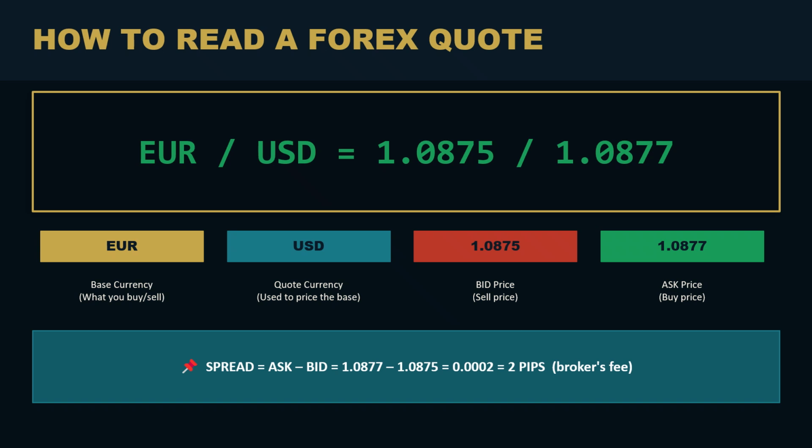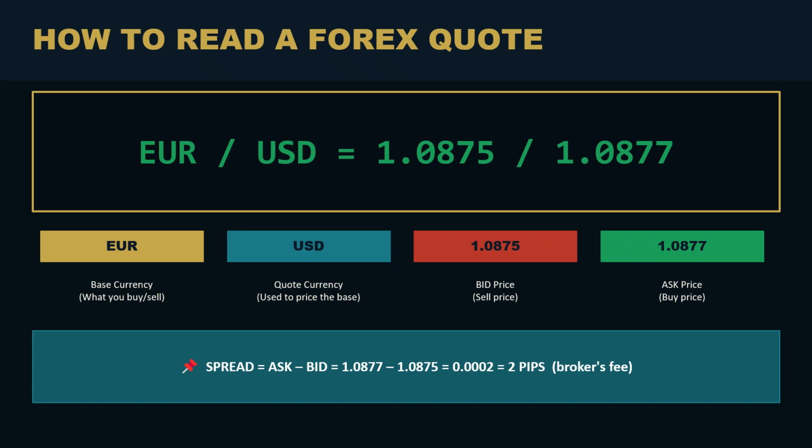Let's look at euro to US dollar, the most popular pair. Here, the euro is the base currency. It's the asset we're buying or selling. The USD is the quote currency. It's the currency we're using to price the base. On the right, you'll see two prices. The first, 1.0875, is the bid price. This is the price at which you can sell the base currency.